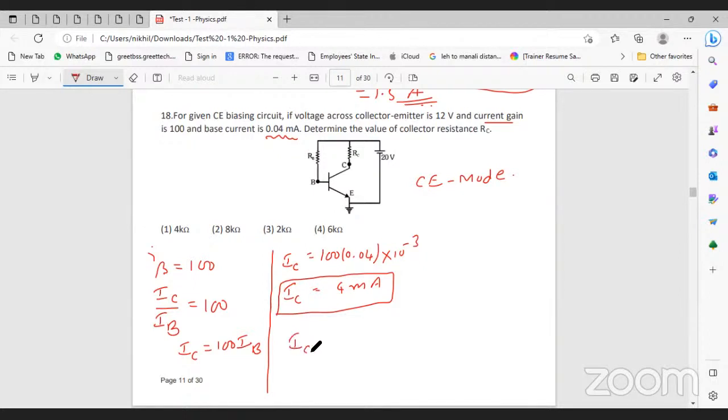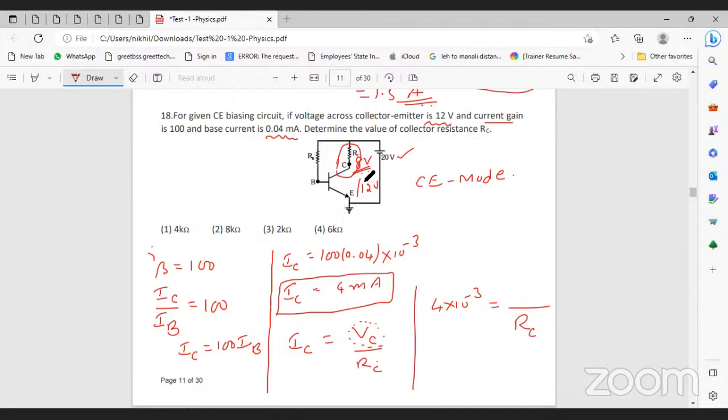To find the collector resistance RC, you know the Ohm's law concept: the applied voltage across the collector divided by the resistance RC. The current through the collector is 4 into 10 power minus 3. And the resistance of the collector you have to find. But what is the voltage across the collector? You know that the applied voltage is 20, but the voltage between the emitter and the collector is 12 volt. So the remaining voltage should be across the collector.